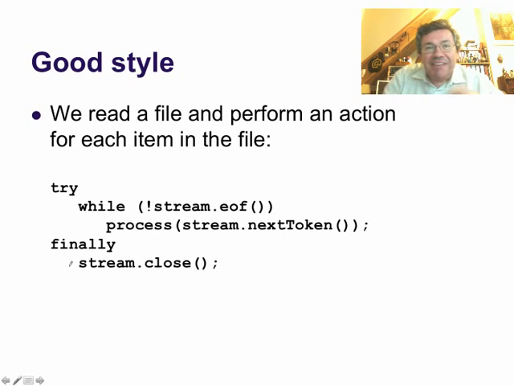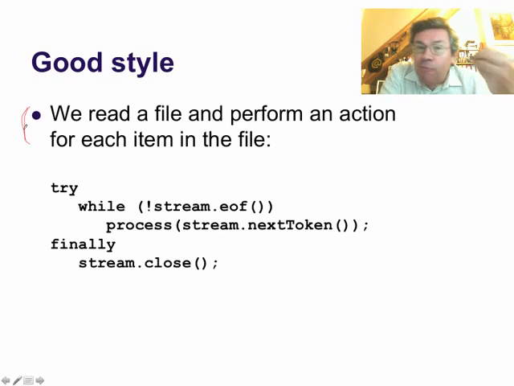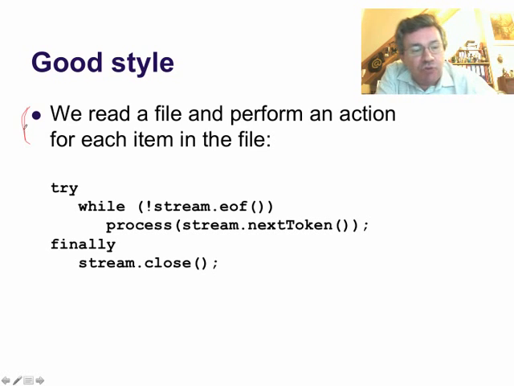Let me now end with another small example, an example of good style and bad style with exceptions. Assume we want to read a file and perform an action for each item in the file. In Java, this is a stream. So here, while not end of file stream, we process the next token in the stream, and we have a finally clause where we close the stream. So there is a try finally here.